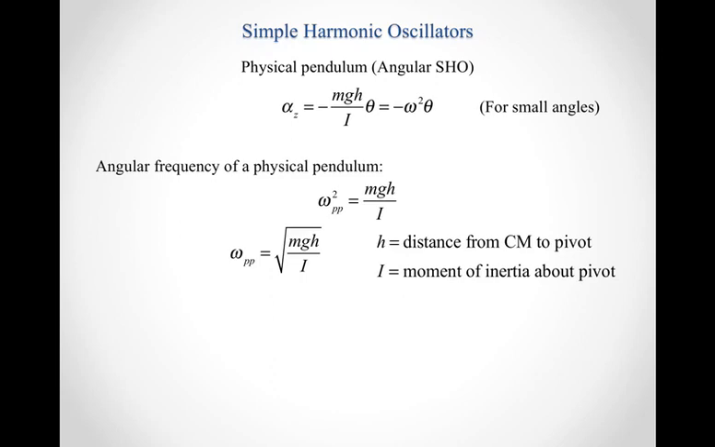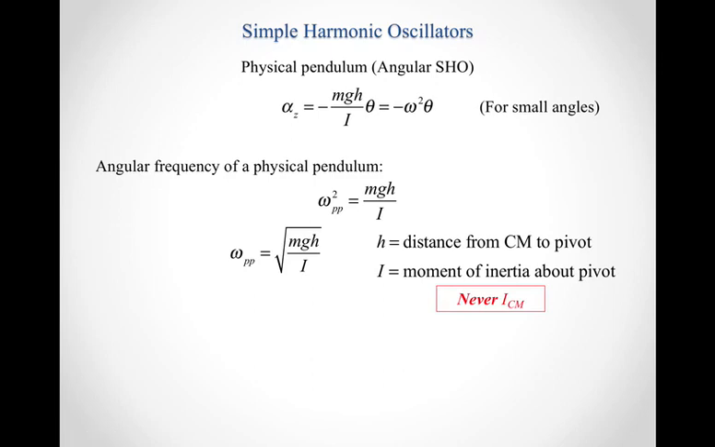The angular frequency for a physical pendulum, again, omega squared is equal to whatever this big constant is between the minus sign and the theta. In this case, it's mgh over I. And so that means that the angular frequency for a physical pendulum is the square root of mgh over I. h is the distance from the center of mass to the pivot, and I is the moment of inertia about the pivot. And the thing to remember is I cannot be the moment of inertia about the center of mass.